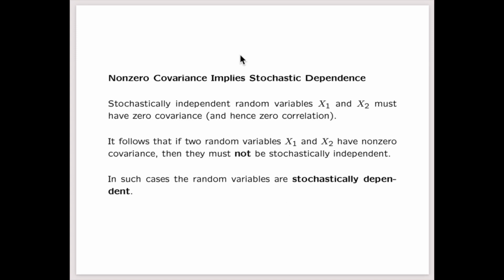Now, the important implication of this is that non-zero covariance or non-zero correlation implies stochastic dependence. So, stochastically independent random variables x1 and x2 must have zero covariance and hence zero correlation. It follows that if two random variables, x1 and x2, have non-zero covariance, then they must not be stochastically independent, because if they were stochastically independent, they would necessarily have to have a zero covariance. But if that covariance is non-zero, that implies that they must not be stochastically independent. And if they're not stochastically independent, we say that they are stochastically dependent.